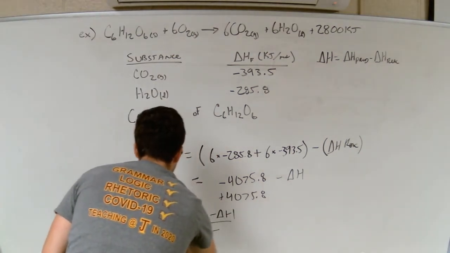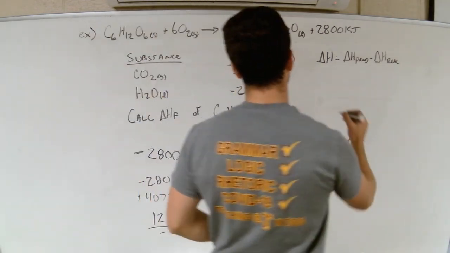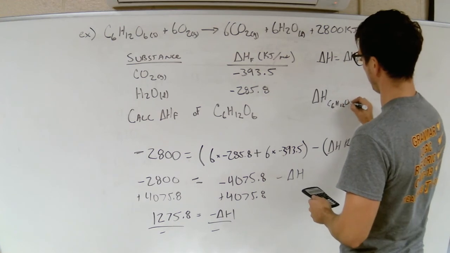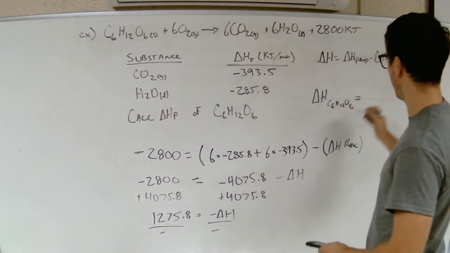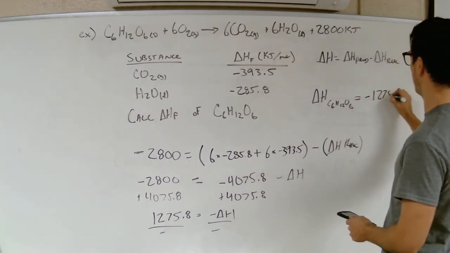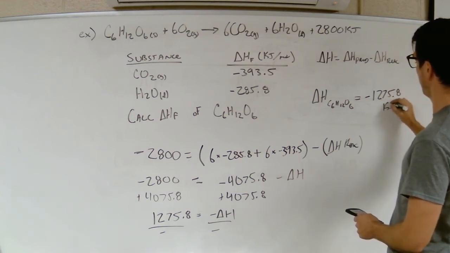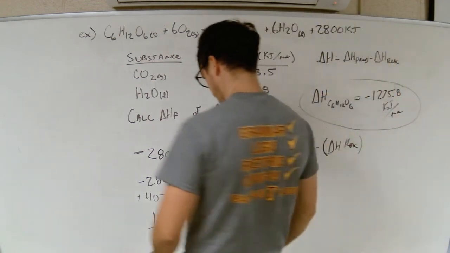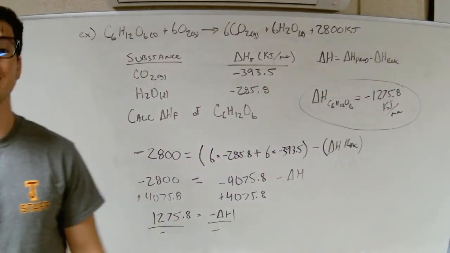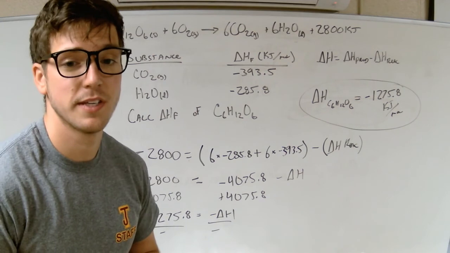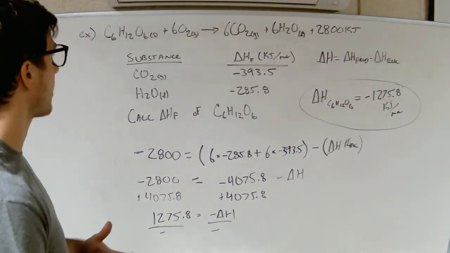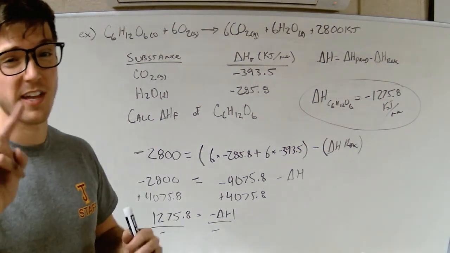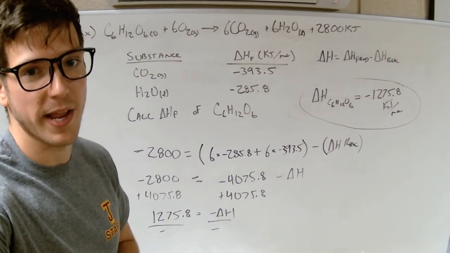So let's divide by negative 1. Our delta H for C6H12O6 was negative 1275.8 kilojoules per mole. That's the most difficult it will get. So that is Hess's law, just the beginning. Next video we'll go over Hess's law where it's kind of like a puzzle and we're matching up reactants and products.